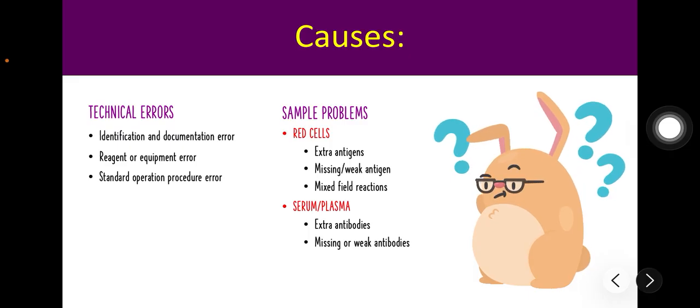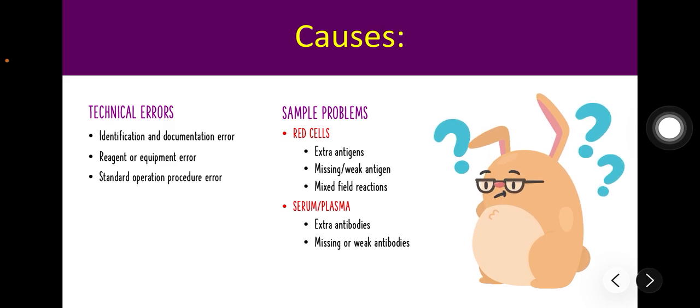Technical errors are generally categorized into three main areas. We have identification and documentation errors, reagent and equipment errors, and standard operating procedure errors. ID and documentation errors are often referred to as clerical errors and are a leading cause of transfusion-related fatalities. Common mistakes include incorrect labeling of the blood specimens, test tubes, or slides, patient misidentification during sample collection or testing, recording errors such as documenting the correct test result on the wrong patient record, or simple transcription mistakes, and failure to notice hemolysis, which must be interpreted as a positive reaction in the blood bank.